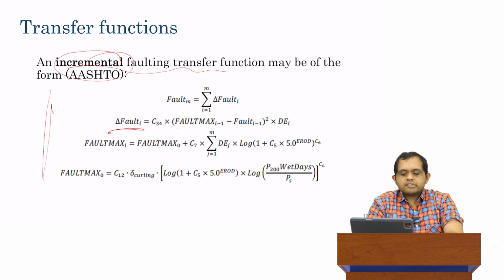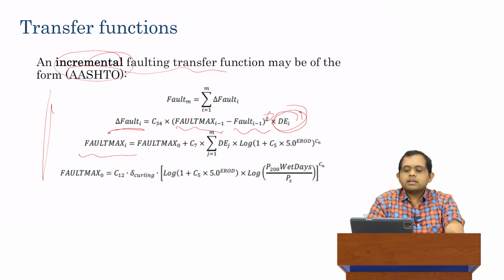So it says that the change in faulting is equal to some maximum faulting minus some previous faulting, times the differential energy squared. So you see this differential energy term comes over here, where the maximum faulting is again related to the differential energy.